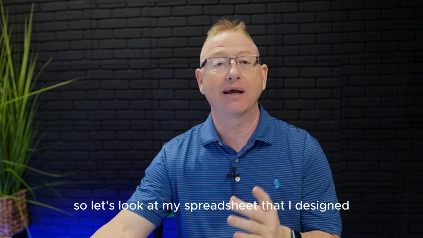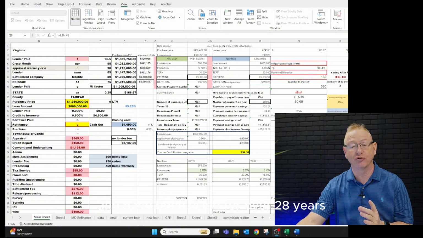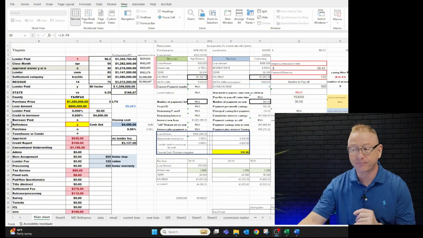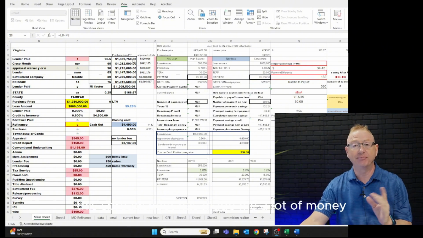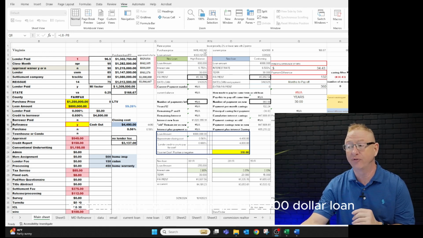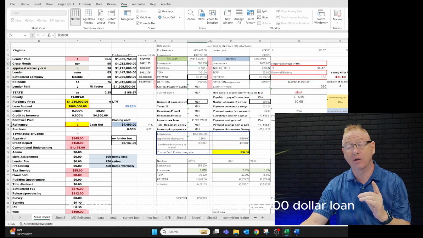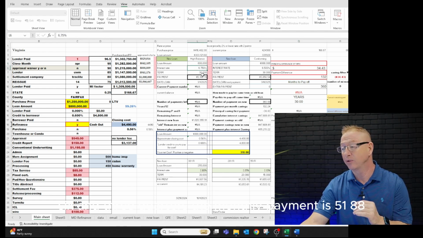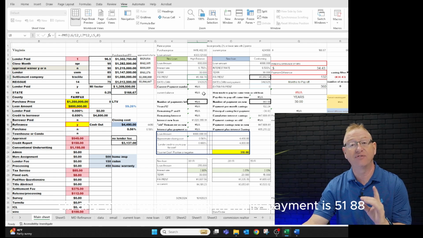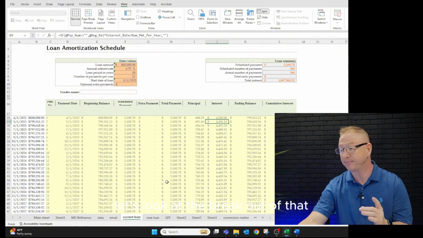So let's look at my spreadsheet that I designed and have been using for over 28 years. This spreadsheet has made me a lot of money and helped me educate a lot of consumers. So here on an $800,000 loan at 6 3/4, the monthly payment is $5,188. Let's look at the breakout of that.